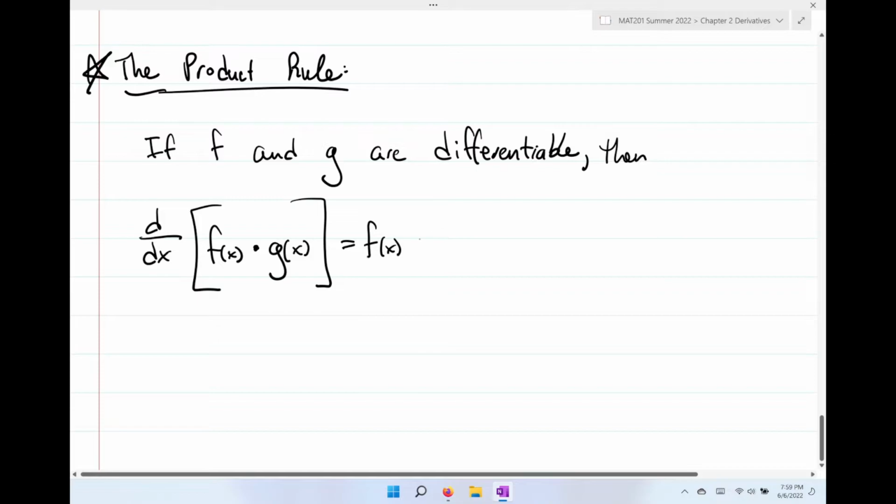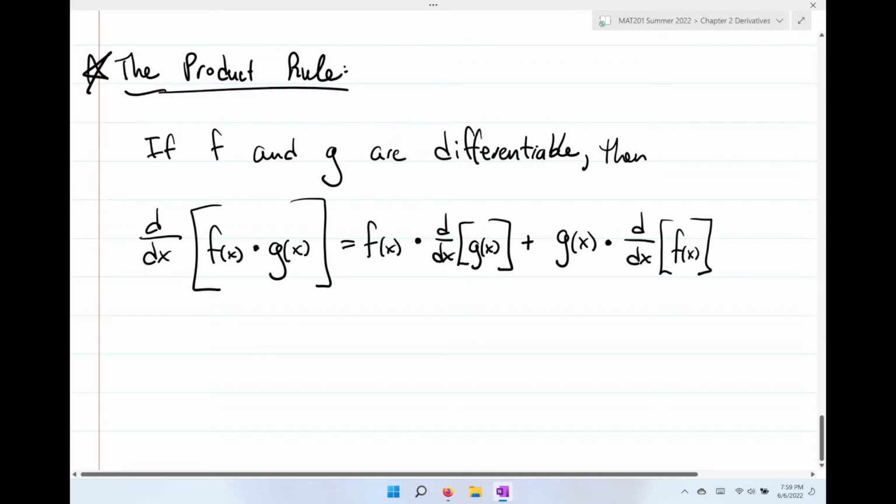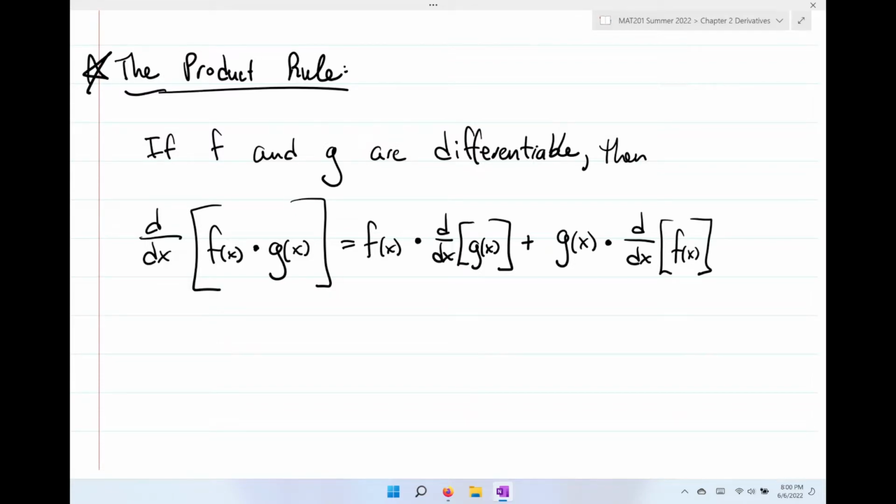f of x times the derivative of g of x plus g of x times the derivative of f of x. Now, the nice thing about the product rule is it definitely follows the commutative property, meaning that it doesn't matter how you write this because you're multiplying and adding things together. The only thing that matters for us is that you label everything properly. All right. So let me go ahead and do a couple examples of this. Like I said, it's very straightforward.